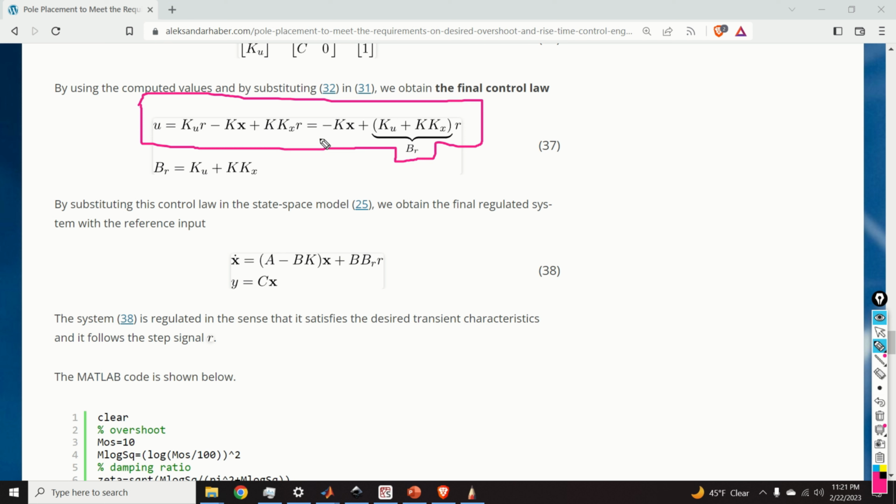So u becomes minus Kx, and remember that we defined Kx by properly placing the poles of the closed loop system such that the transient response specifications are met, and we have this term over here that enables us to track a step signal in the steady state response. And the B r matrix is given over here. And the final form of our system is given by equation 38.